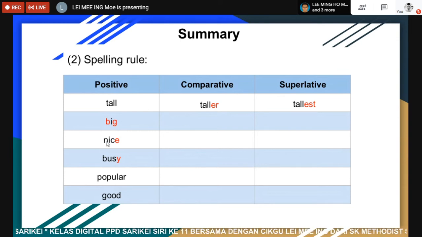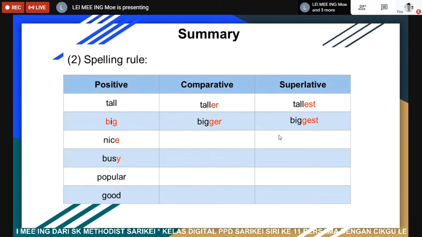However, if we have CVC here and the adjective has only one syllable, we will double the consonant and then we plus er. Big, bigger. For superlative, CVC, we double the consonant G, we plus est. Big, bigger, biggest. Rule number 2.